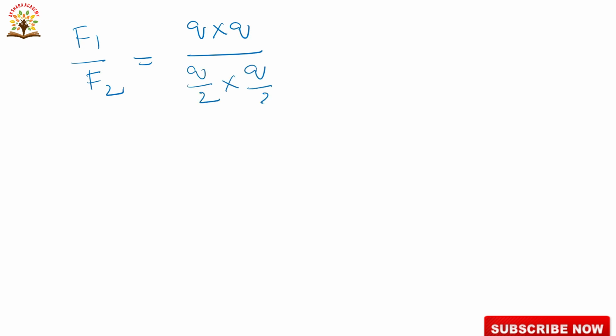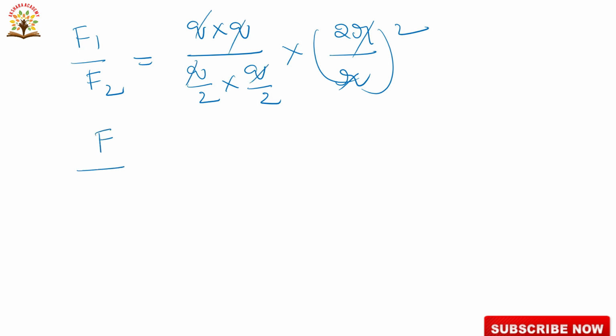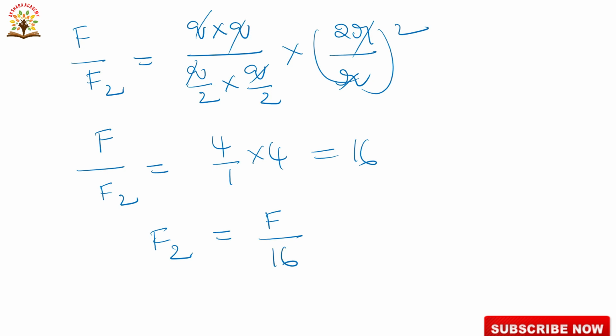We get F1 by F2 is equal to Q into Q by 2 into Q by 2 into 2R by R whole square. R gets cancelled, Q gets cancelled, F1 is nothing but F, and F2 we have to calculate. So F by F2 is equal to 4 by 1 into 4, 4 4s are 16. So the new force F2 is equal to F by 16.